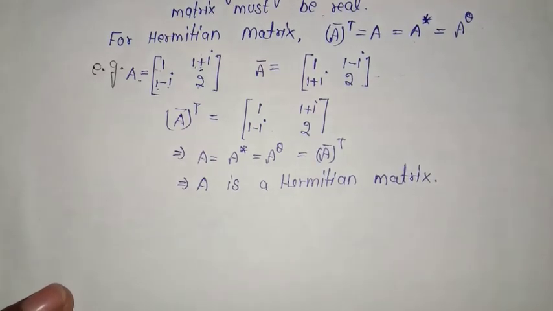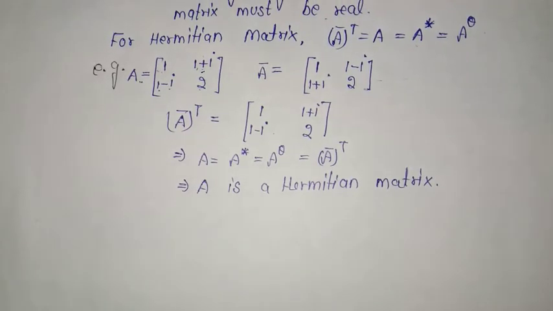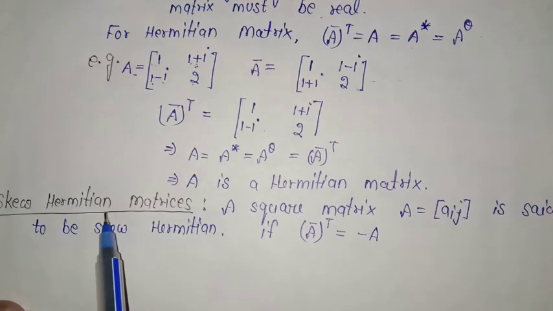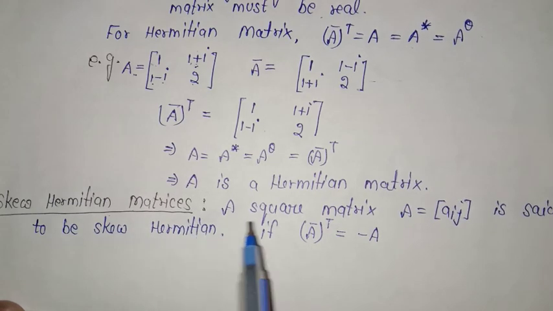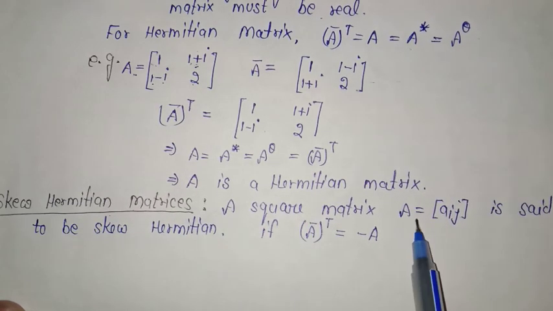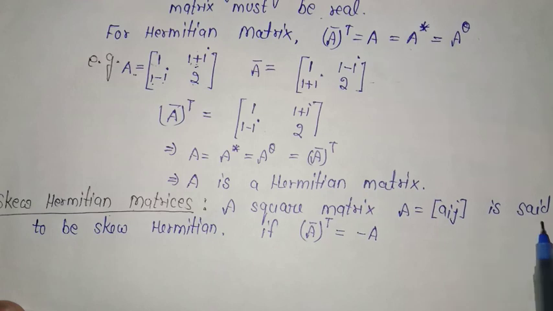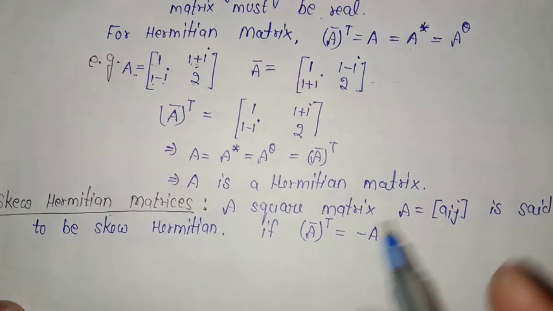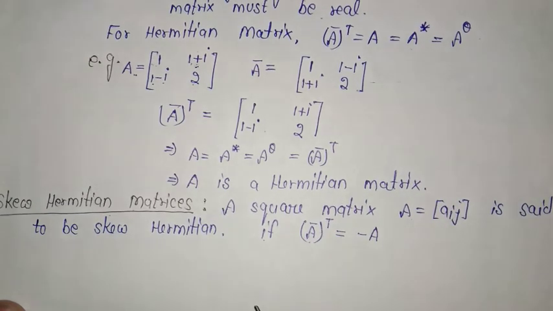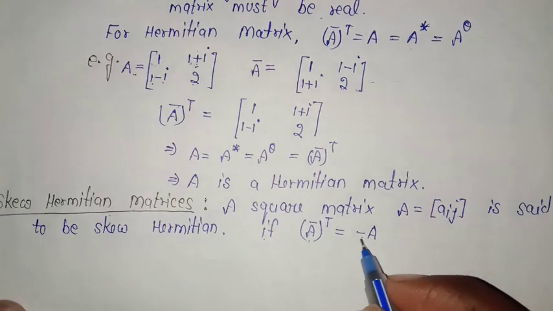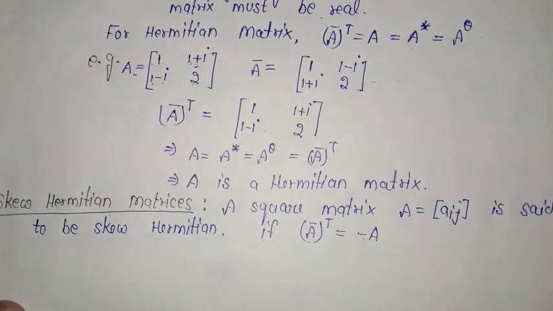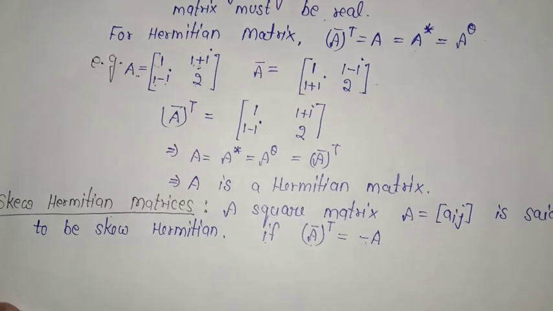Hermitian matrix. Now we will discuss the definition of skew Hermitian matrices. So the definition of skew Hermitian matrix is as follows. A square matrix A equals Aij is said to be skew Hermitian if the conjugated transpose of the matrix A is equal to the negative of the matrix A.